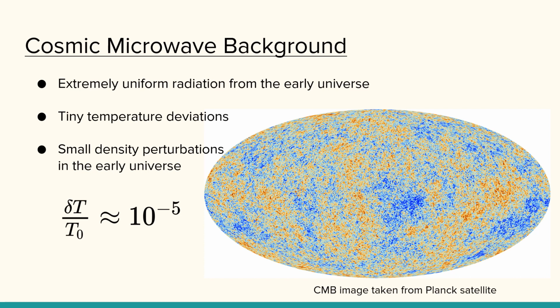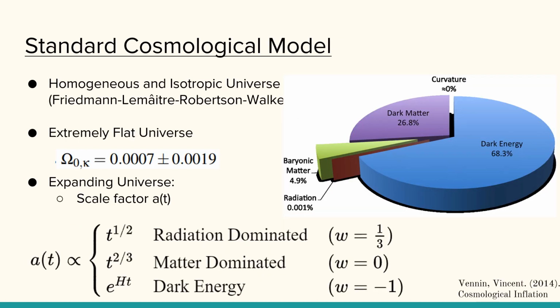Now, before we look at inflation, let's look at the standard cosmological model pre-inflation. Now we assume that the universe is homogeneous and isotropic. So this is what's called the Friedmann-Lemaitre-Robertson-Walker universe. That it is extremely flat. So this parameter omega, which measures flatness, is very near zero.